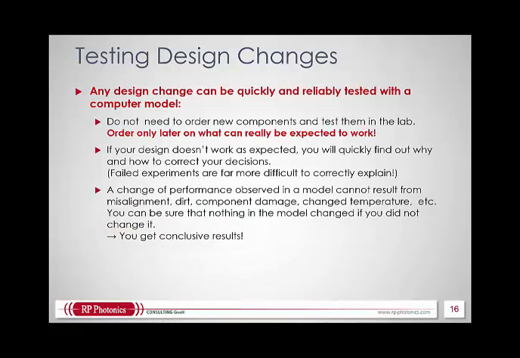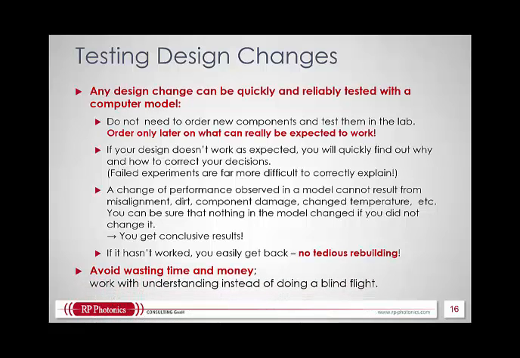Another important thing, a change of performance observed in a model can never result from misalignment, dirt, component damage, changed lab temperature, etc. You can be sure that nothing in the model changed if you did not change it. So you get conclusive results where you see change X caused change Y in the result and nothing else. And if your design change hasn't worked as you liked, you can easily go back. No tedious rebuilding as it would be in experiments. So you can avoid wasting a lot of time and money. You just work with understanding instead of doing a blind flight.